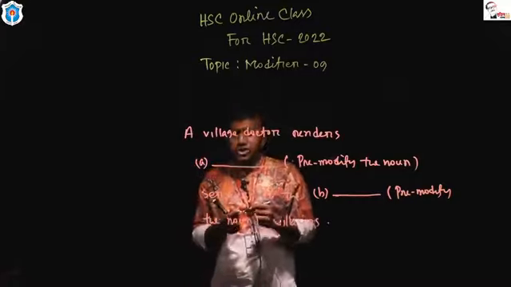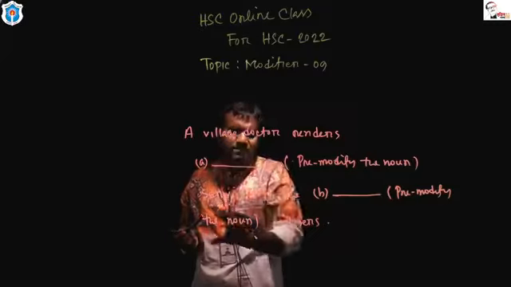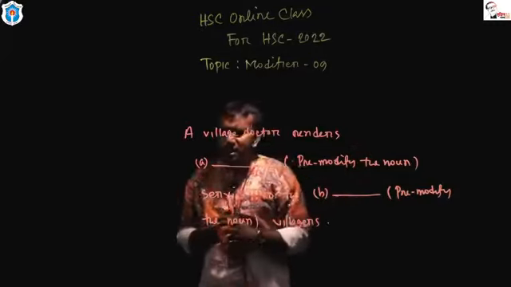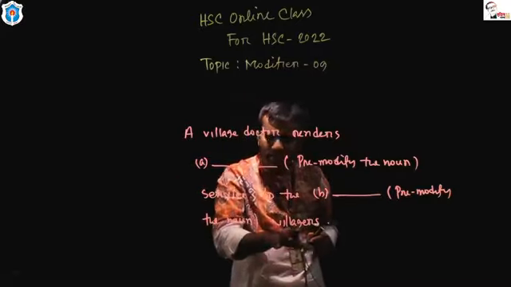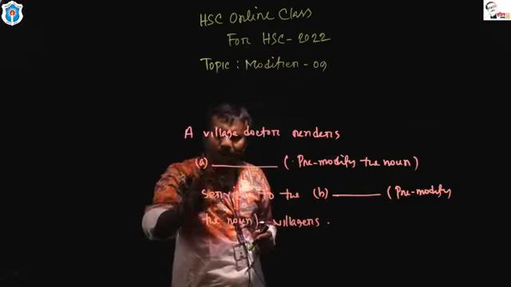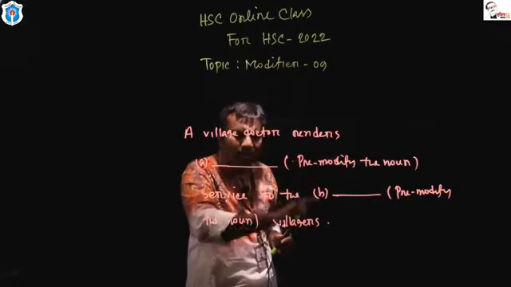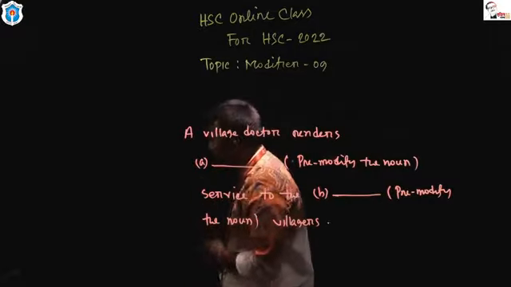I have given you a question. Look at the board, please. A village doctor renders dash service to the dash villagers. You have to pre-modify the noun. What is the noun? The noun is service, and here the noun is villagers. You have to modify service here at question number A, and at question number B you have to modify villagers. Now give me the answer, my dear students.